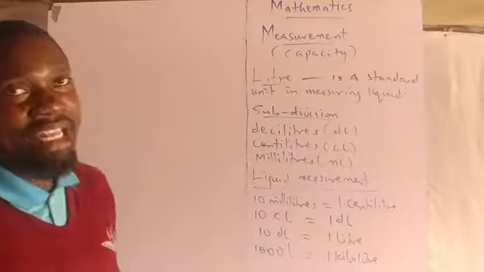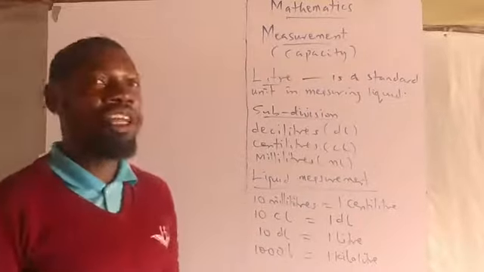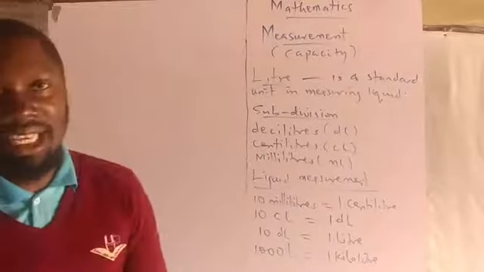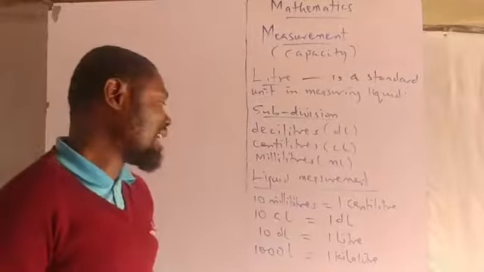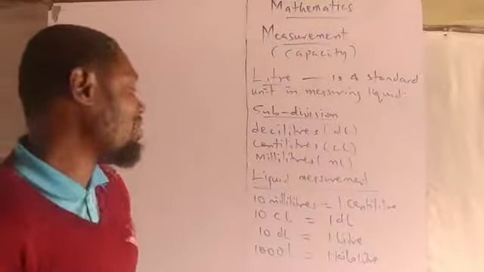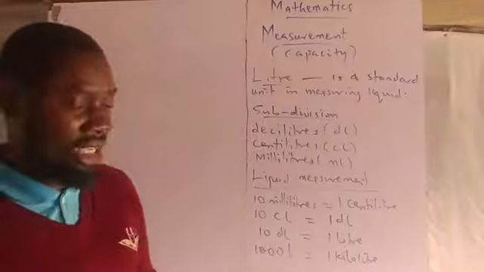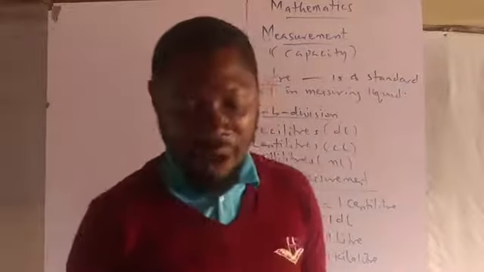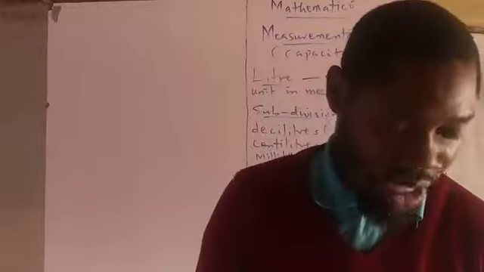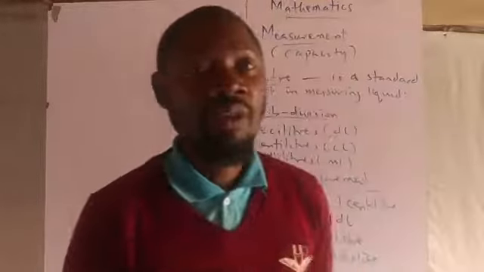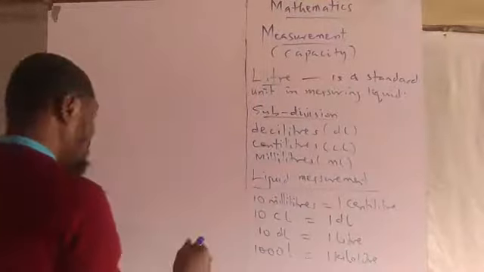I said 10 milliliters make 1 centiliter, 10 centiliters make 1 deciliter, 10 deciliters make 1 liter, and 1,000 liters make 1 kiloliter. Today, let's look quickly at a simple measurement at home, the teaspoon and the tablespoon.